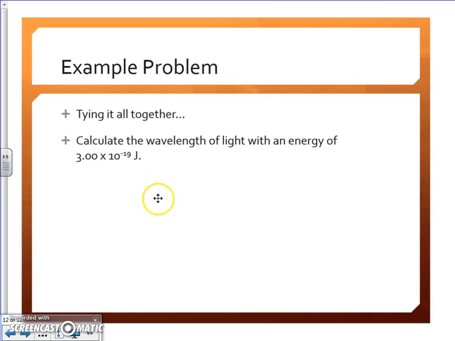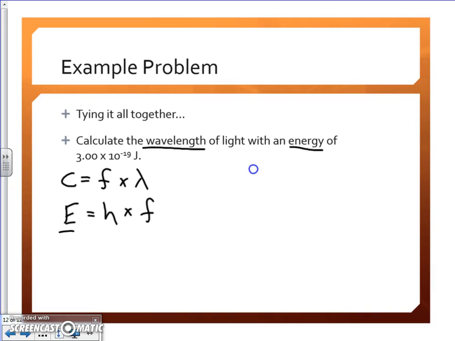Last one, tying it all together: calculate the wavelength of light with an energy of that many joules. Well, if you think about what we have, we know that the speed of light is equal to frequency times wavelength. We also know that energy is equal to Planck's constant times frequency. It wants to know energy with a wavelength. 2 separate equations, but I have frequency in both of them. So in your first equation, solve for frequency.